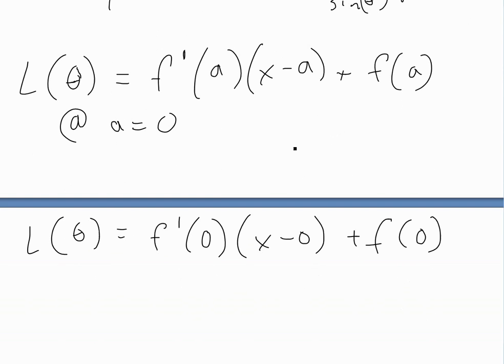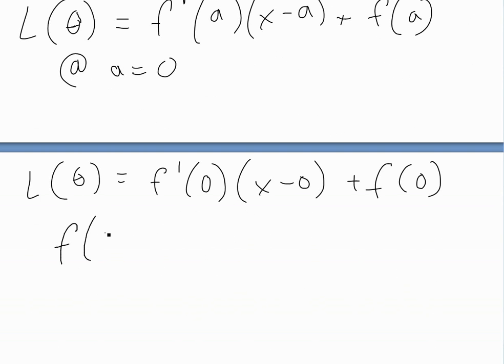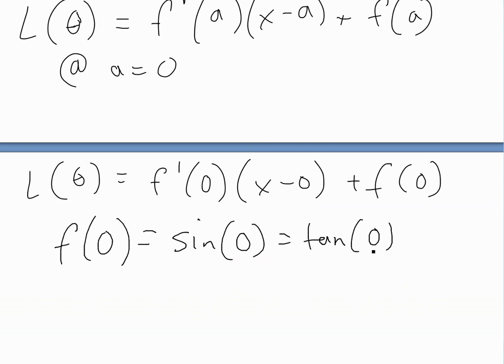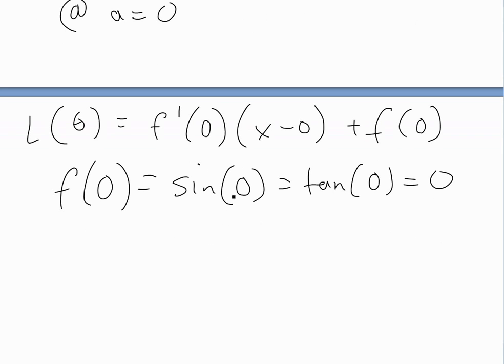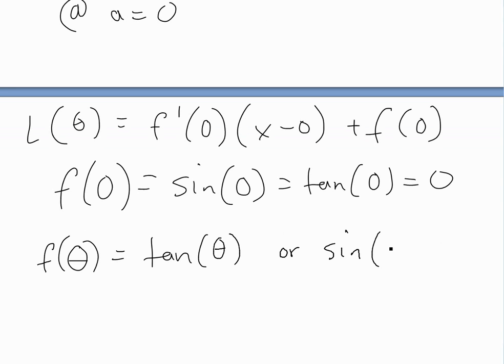So we know that f of 0 for sine theta and tan theta is equal to 0. This is why I'm doing it at the same time, because it's going to be the same thing. So this all equals 0. And then for the derivative, let's say f of theta is equal to tan theta or sine theta.